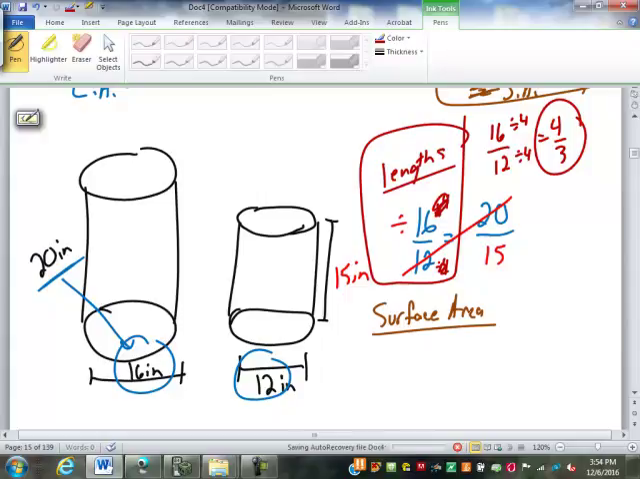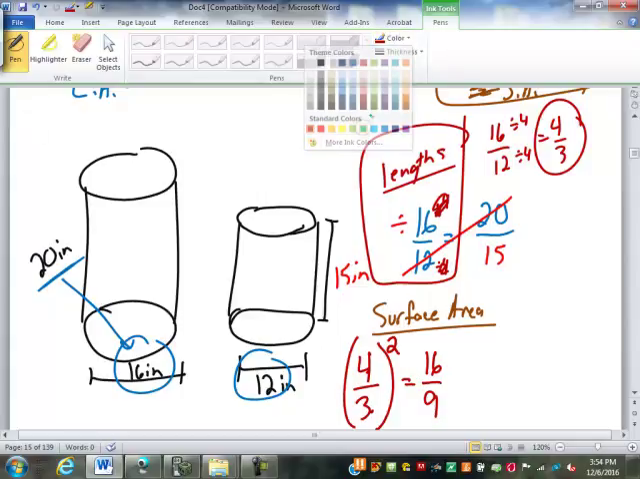So a surface area is just an area. What would my ratio of areas be? Remember what we have to do to our ratio of lengths? Square it, yeah. 4 squared is 16. 3 squared is 9. So the ratio of areas is 16 to 9.